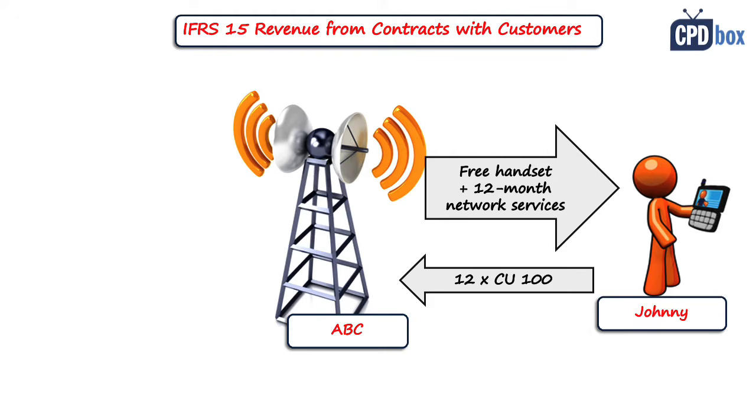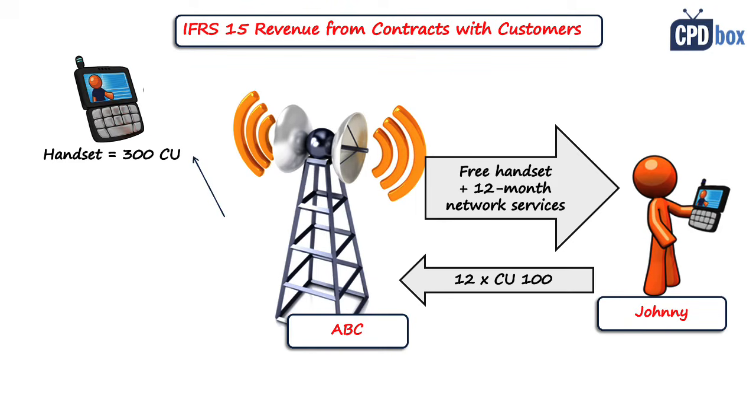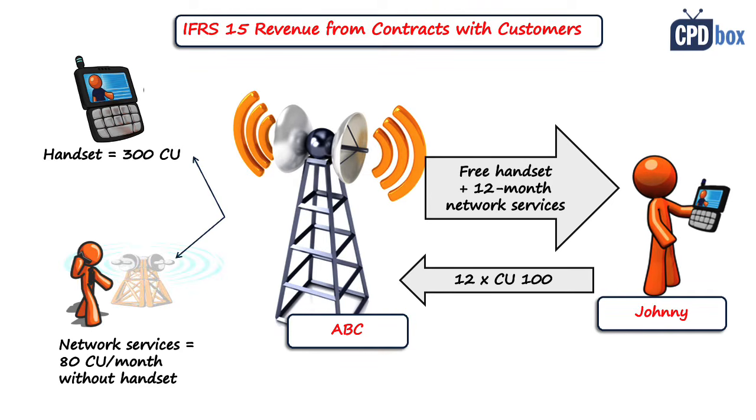So here's additional information. ABC sells the same handsets for 300 currency units and the same monthly plans for 80 currency units per month without a handset, and we will need this information somewhere later. How would this company account for that contract?